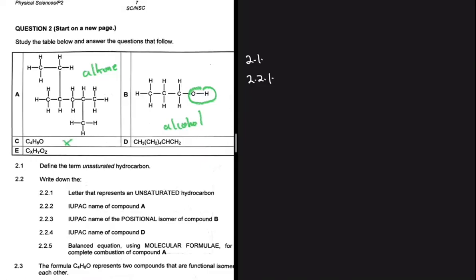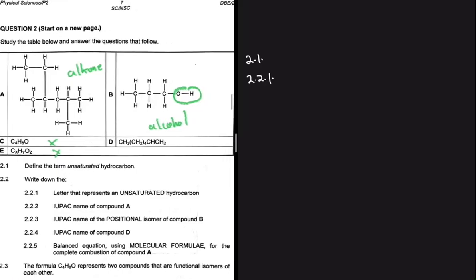And then if you look at compound E, it says CxHyOz. We have an oxygen, so it is not a hydrocarbon. So it's easy to see here, using elimination, that compound D is actually our hydrocarbon. Compound D is our hydrocarbon.